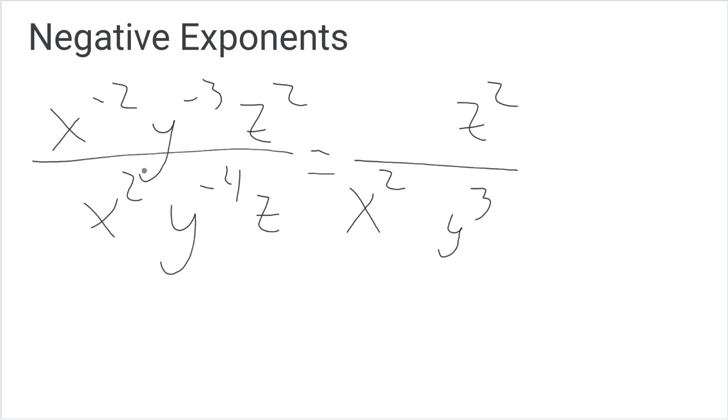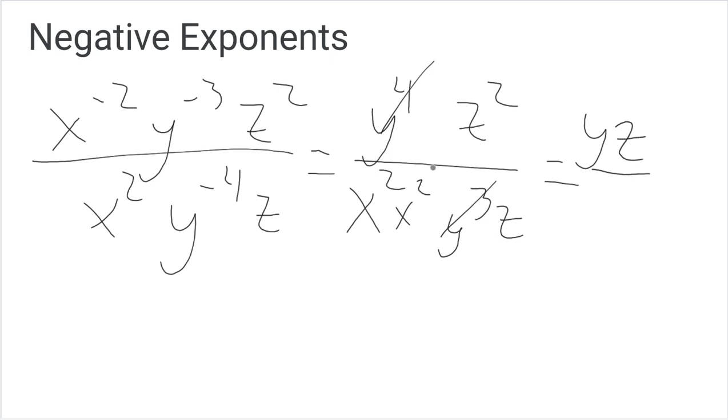On the bottom, this x squared stays. This negative 4 has to move. And this z can stay. Then we multiply across or divide. So this y and this y, 4 on top, 3 on the bottom would leave 1 on top. Z's, there's 2 z's on top, 1 z on the bottom. So that leaves 1 z on top. And there's a total of 4 x's on the bottom.